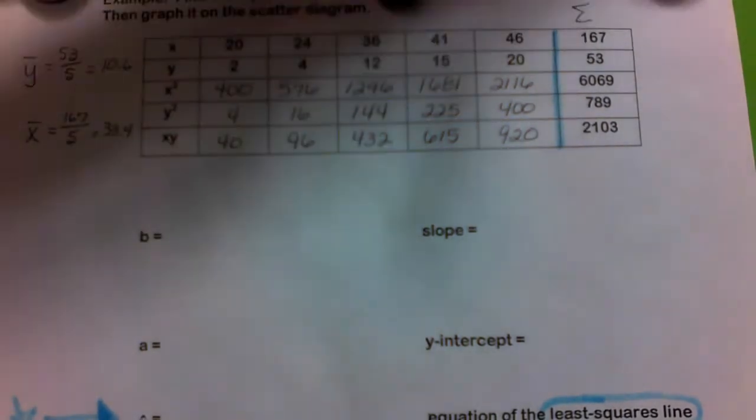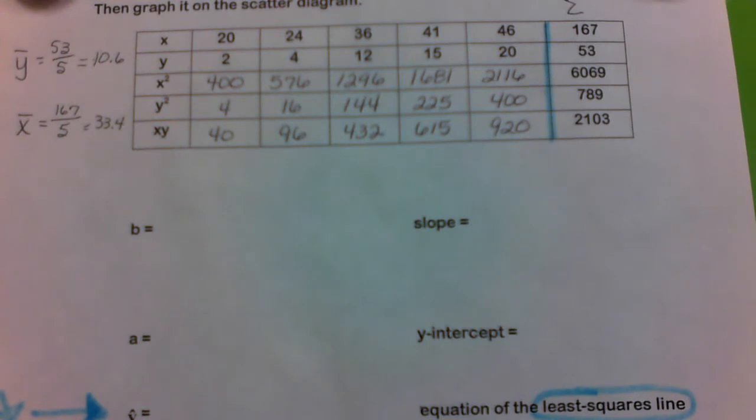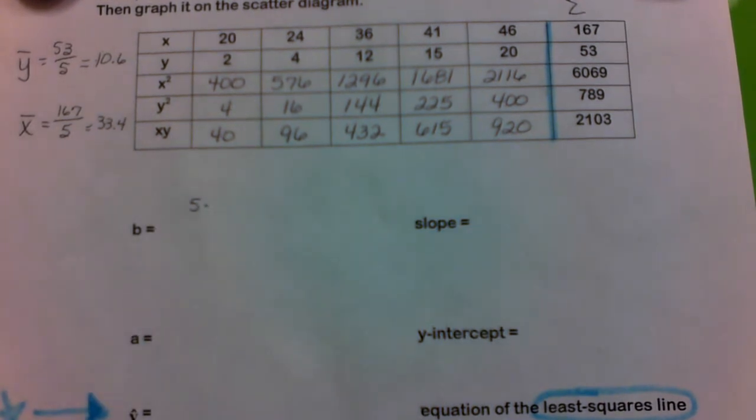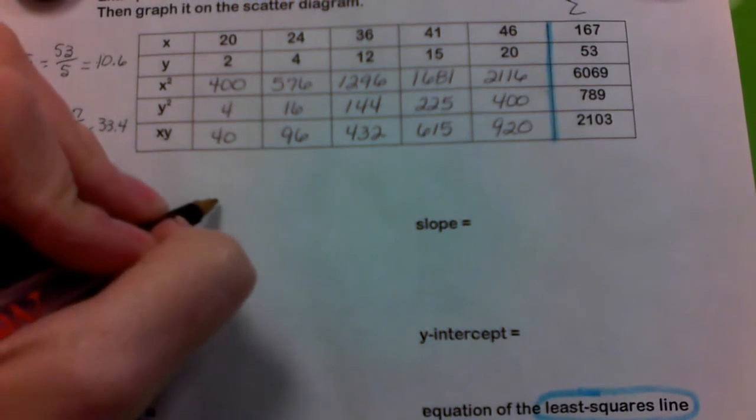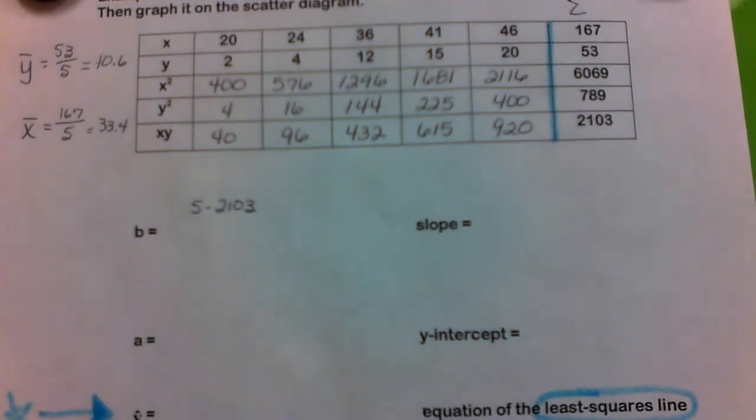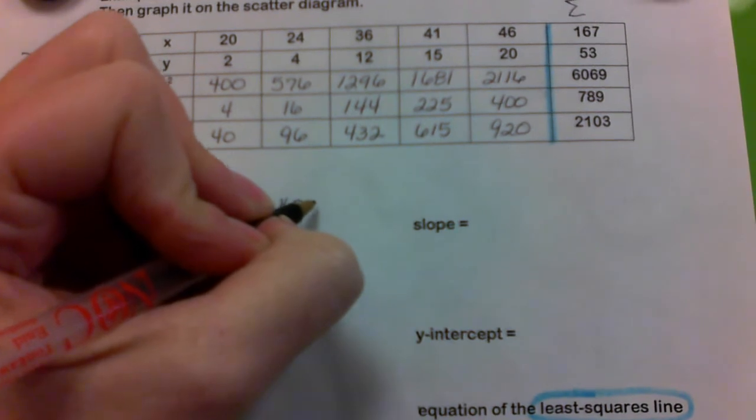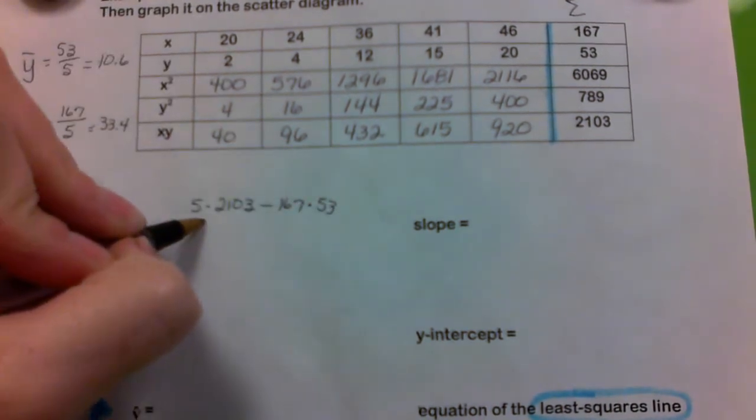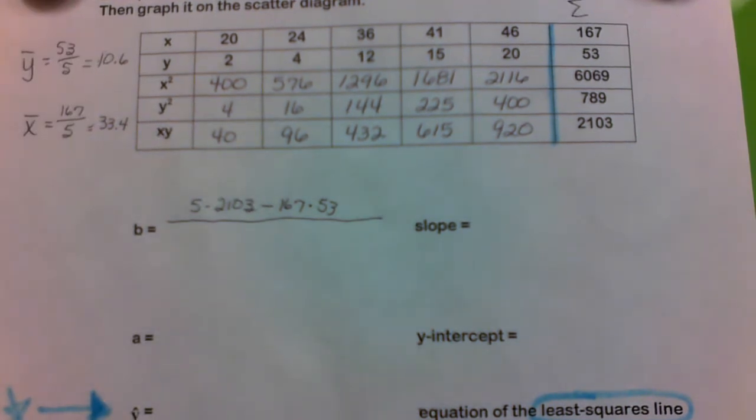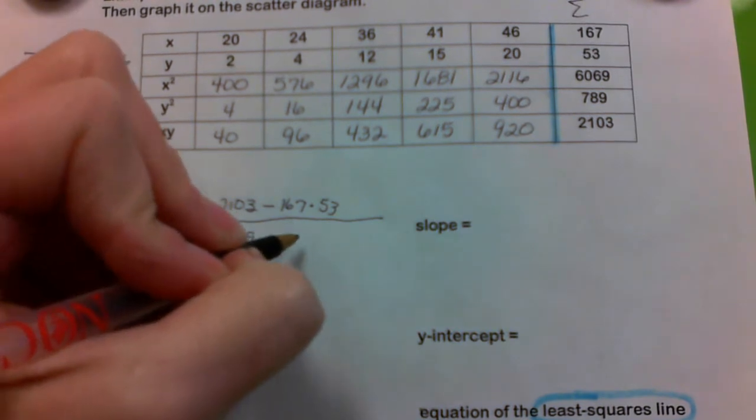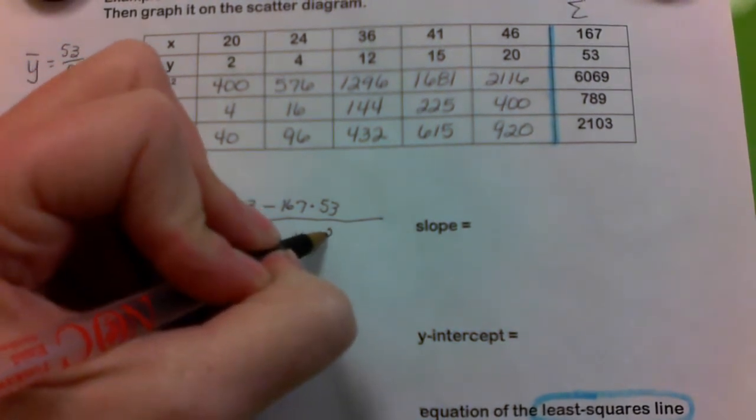So I'm going to come down here. The formula for the slope is n, and there are 5 values, so 5 times the summation of xy, and the summation of xy is 2103, minus the summation of x, 167, times the summation of y, 53, and we're going to divide that by n, which again is 5, times the summation of x squared, and the summation of x squared is 6069, minus the summation of x, 167 squared, or to the second power.